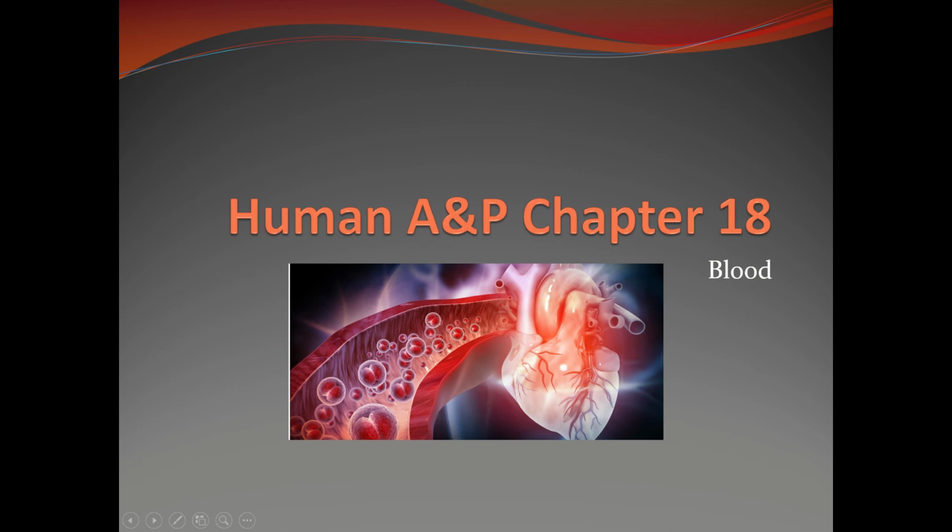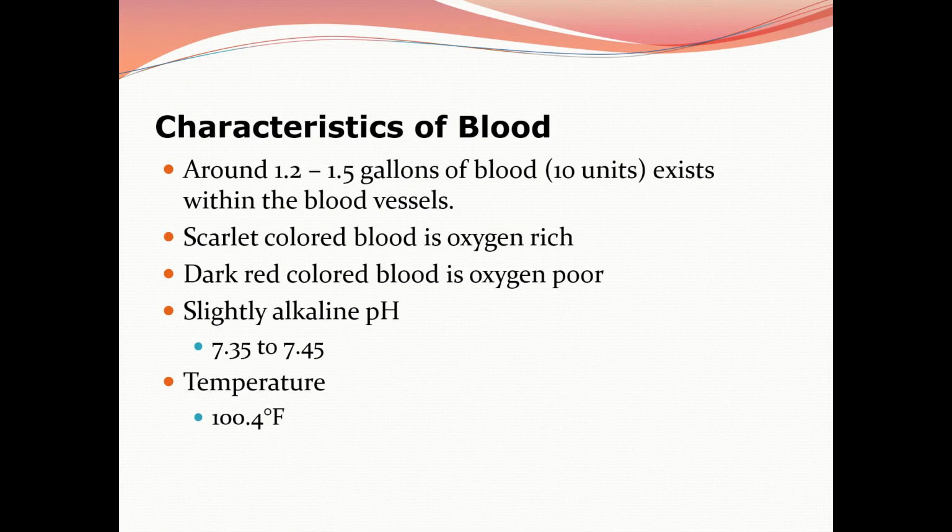This lecture is on Chapter 18, the blood. Let's look at the characteristics of blood. There's around 1.2 to 1.5 gallons of blood, which equals about 10 units, that exists within the blood vessels. Blood is scarlet colored when oxygen rich and dark red colored when oxygen poor. Blood is slightly alkaline in its pH, around 7.35 to 7.45.